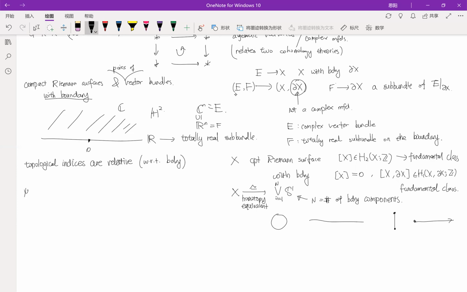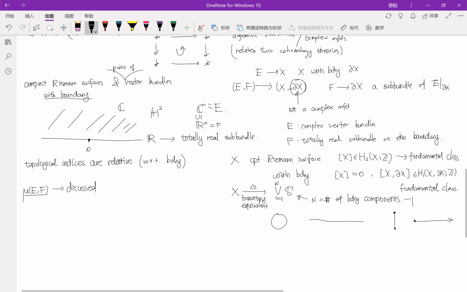And we have also a relative index for a bundle pair, which will be discussed later, because it requires some work in homotopy groups to give the definition of such. -1. Yes, so I mean, if you think about it, it has one boundary that's homotopic to a point, right? Yes, it should be -1. Yeah, yes. Okay.